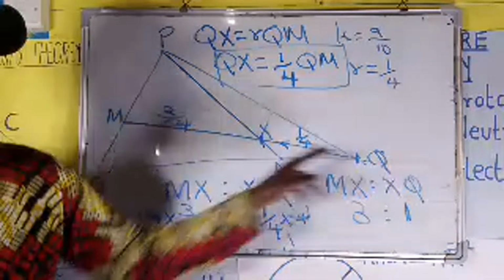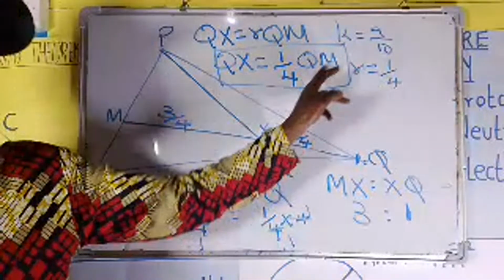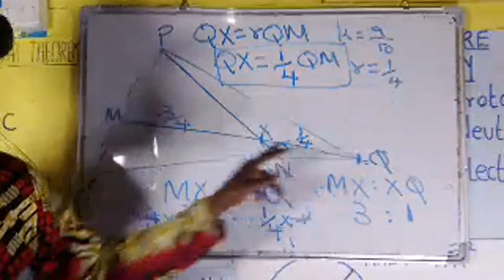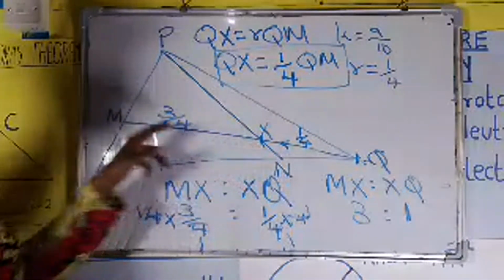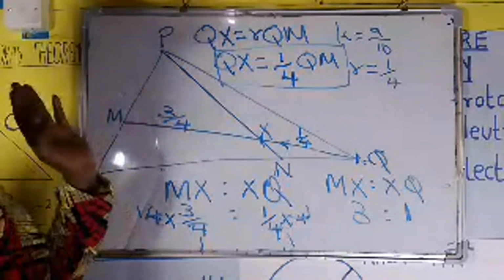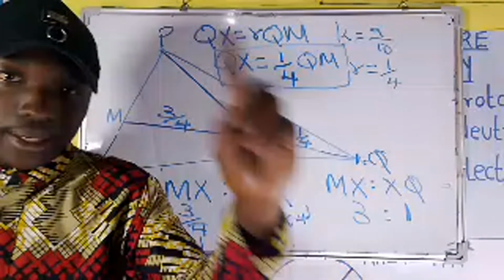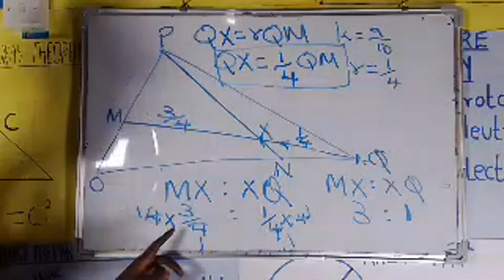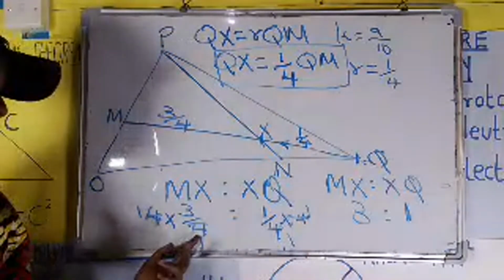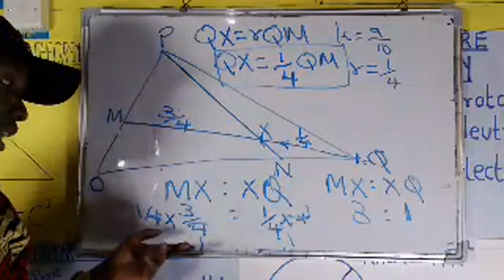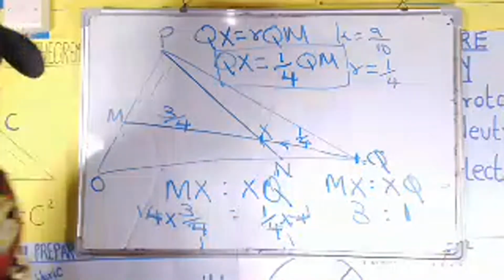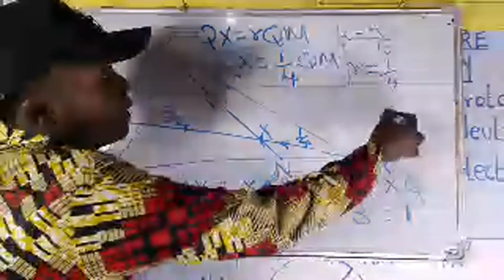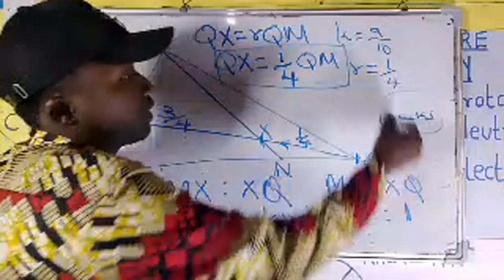So you see, QX is R QM. Our R is a quarter. So from Q to X is a quarter of the whole of it. If this is a quarter, definitely the remaining part is 3/4. Why? Because the ratio must add up to 1. So if this is 3/4 is to 1/4, we simplify the denominators to get 3:1. And by doing that, you get 10 marks in that question.